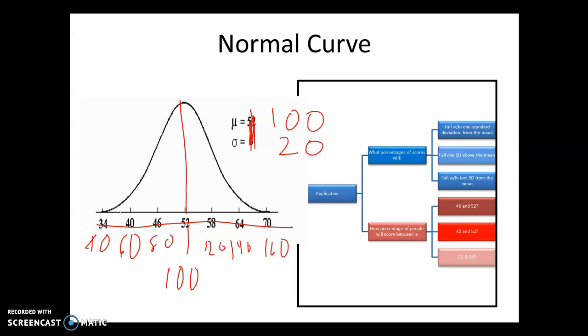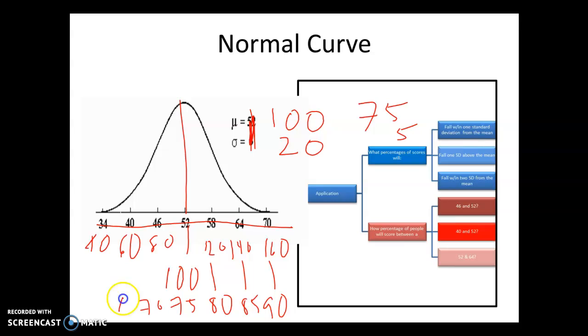It doesn't matter what the numbers are. If I told you it forms a normal curve, and I told you the mean was 75 and the standard deviation was 5, basically the 75 would go here, 80 would go here, 85, and 90. And in this direction, you would subtract 5, right? And that's it. It really is as simple as that. You simply have to memorize this data.